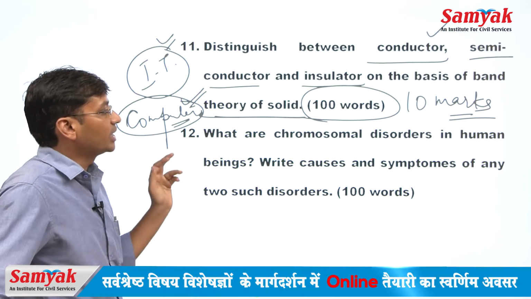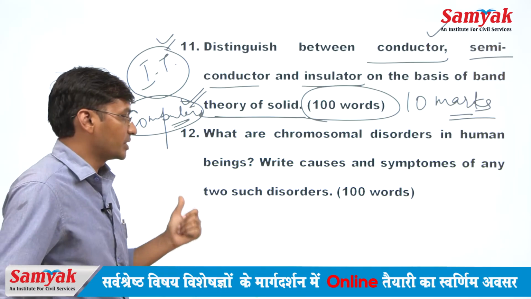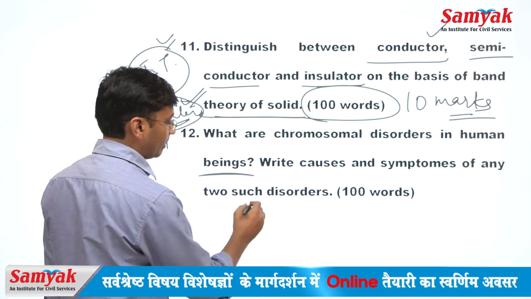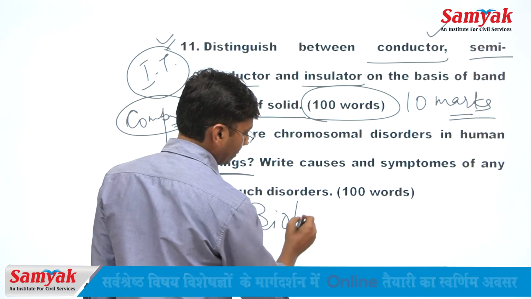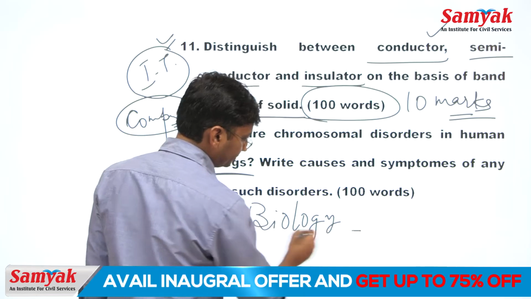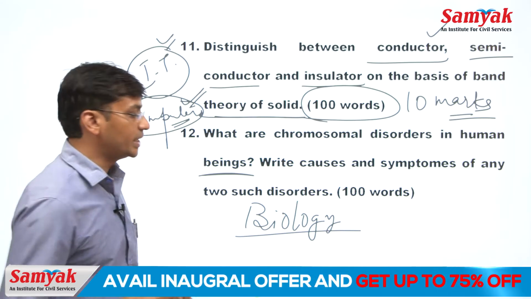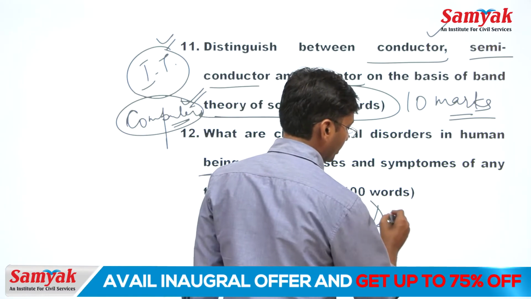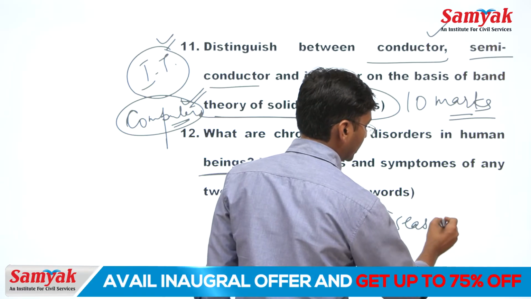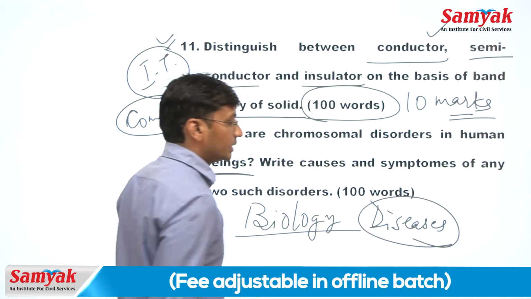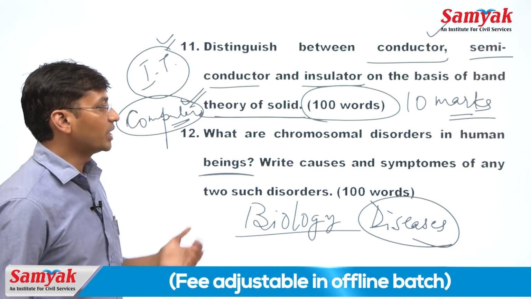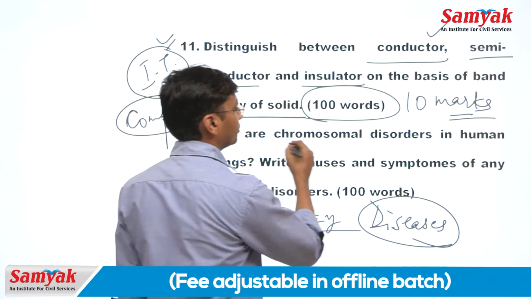Then 12th is, what are the chromosomal disorders in human beings. So, this question is related to the biology part and particularly to the diseases part, that is the genetic diseases, okay. So, what are the chromosomal disorders in human beings?